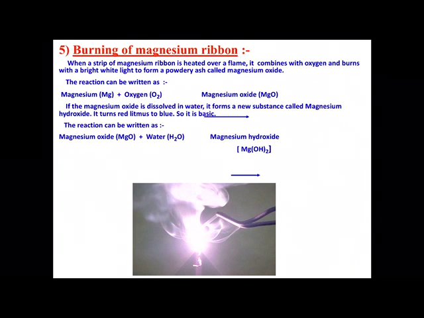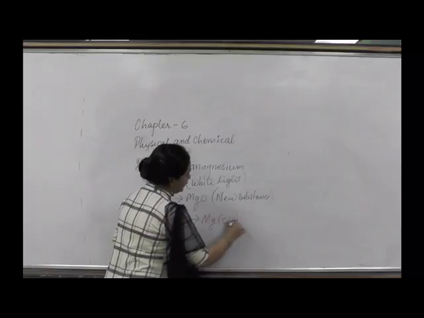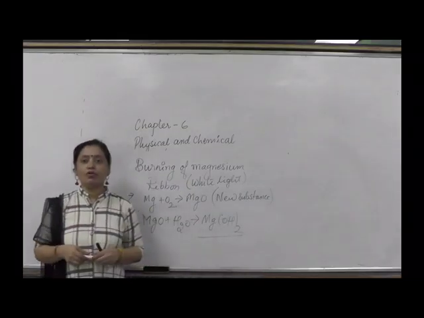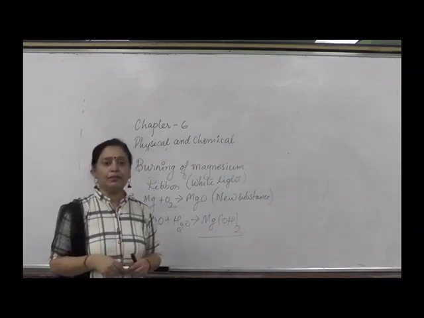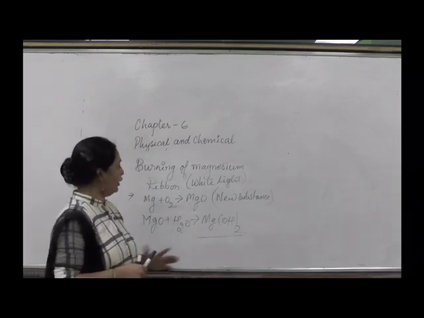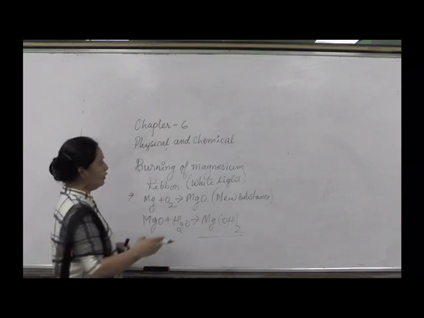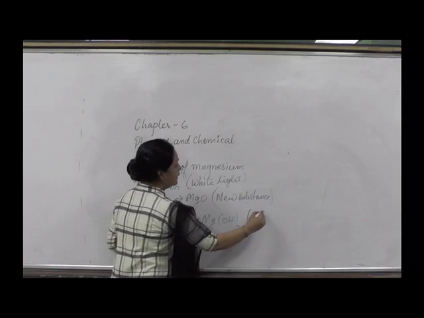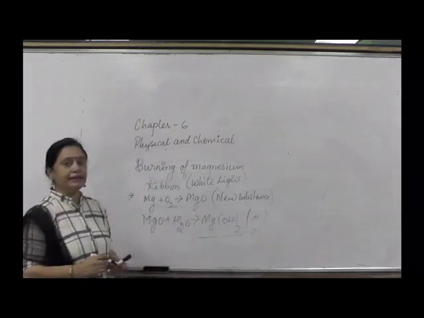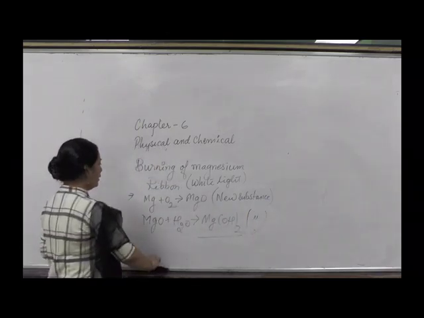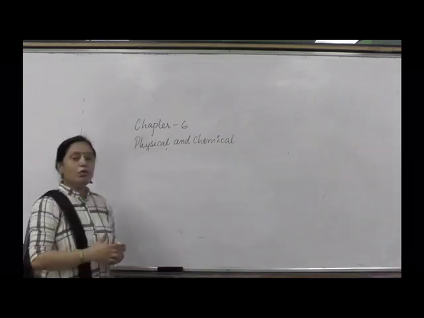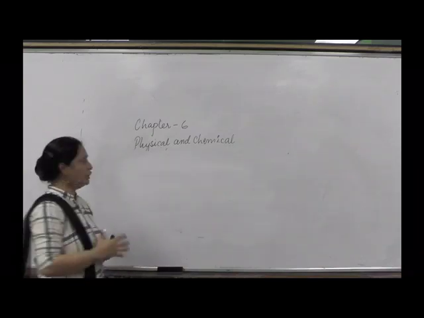When magnesium oxide is added to water, it gives magnesium hydroxide. We also discussed magnesium hydroxide in our previous chapter. So you must be knowing it is a base. So again we got a new substance. So this is a chemical change and one of the examples of chemical change. One more chemical change is one in which the color is changing.